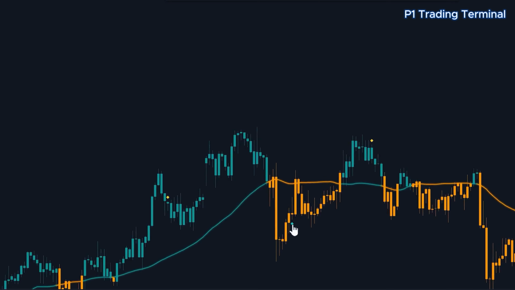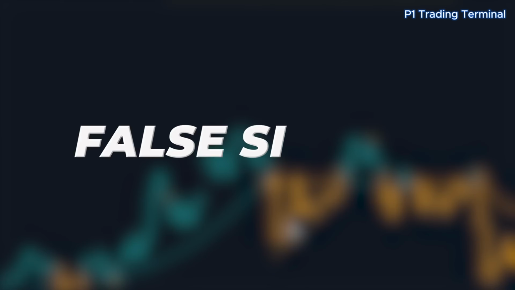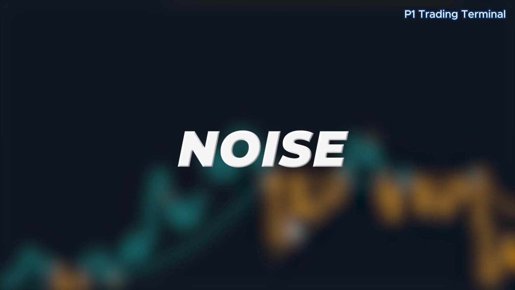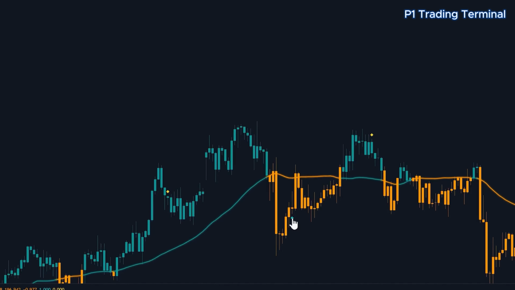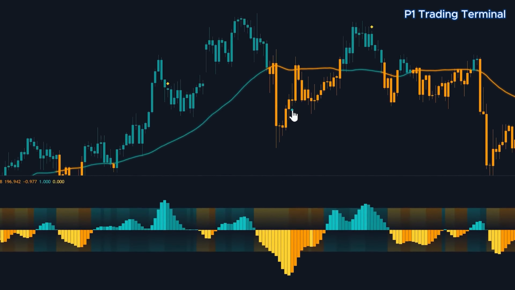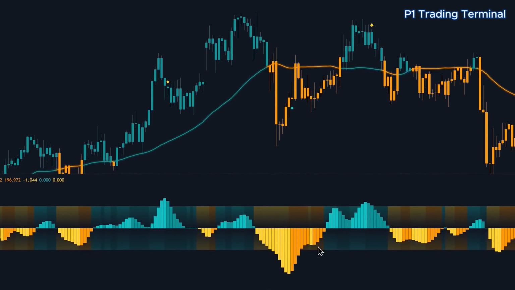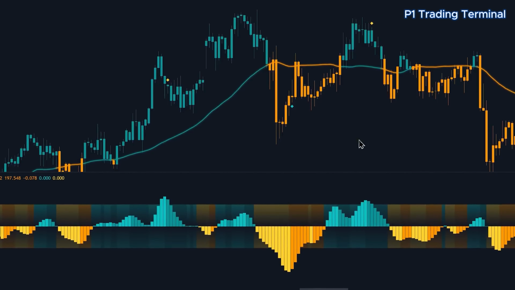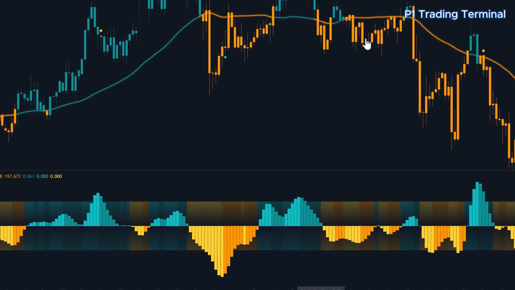Threshold filtering helps avoid false signals and noise in the market. Signals become actionable when the oscillator moves beyond your chosen threshold and then crosses back to zero, setting up high probability mean reversion setups.